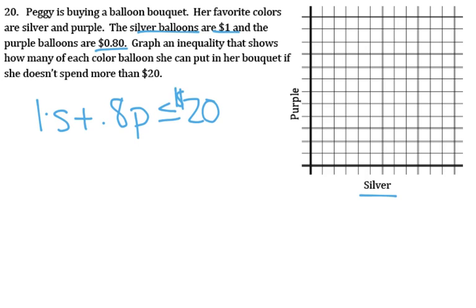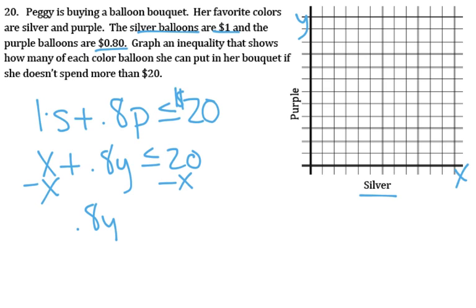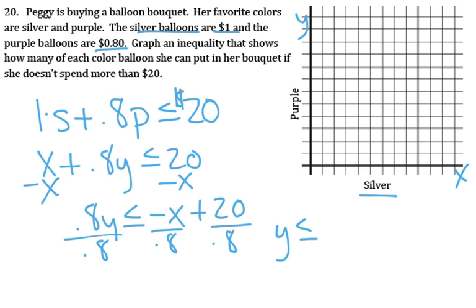So, S is our X, so let's just call it X. P is our Y, so we'll call it 0.8Y. It's less than or equal to 20. So we could graph this one by changing it to slope-intercept form. 0.8y is less than or equal to negative x plus 20. Now to divide by 0.8, what would that give us? So using my calculator, 1 divided by 0.8 is 1.25, which we want as a fraction, so it's actually 5 over 4. So it would be negative 5 over 4x plus 20 divided by 0.8 gives us 25.